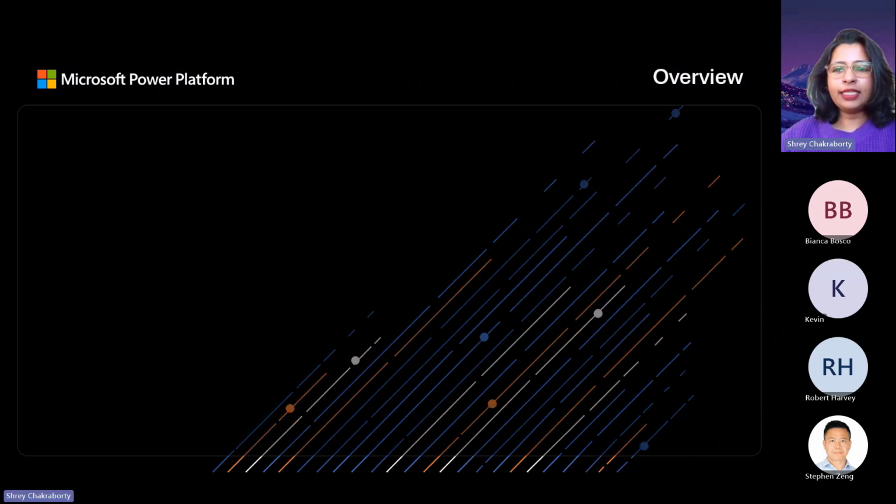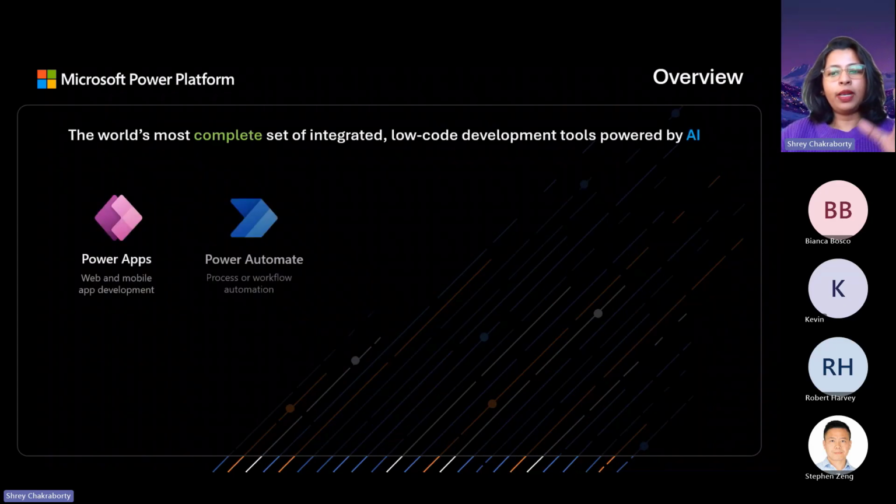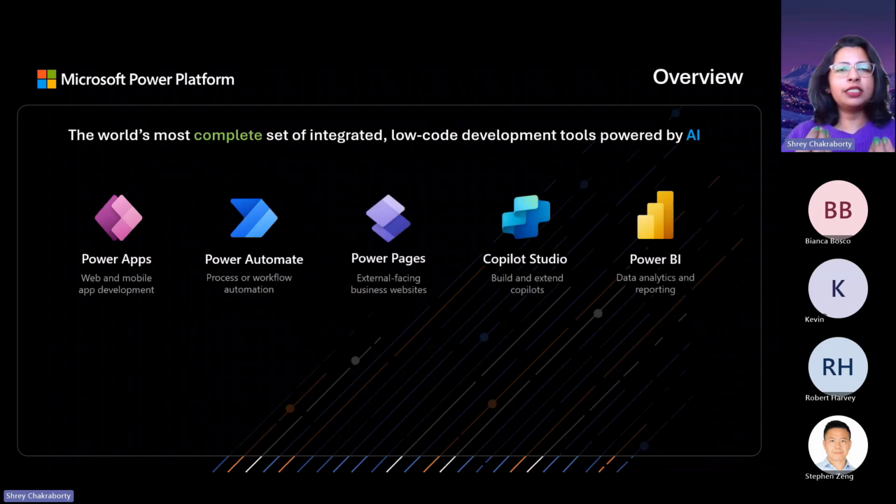So let's start with the Power Platform overview. Now, what is Power Platform? The Power Platform is a set of tools that allows you to rapidly develop applications or workflows. It is formed of different components that you already know. The first one that comes into the picture is Power Apps. Now, what is Power Apps? It's basically used to build custom applications.